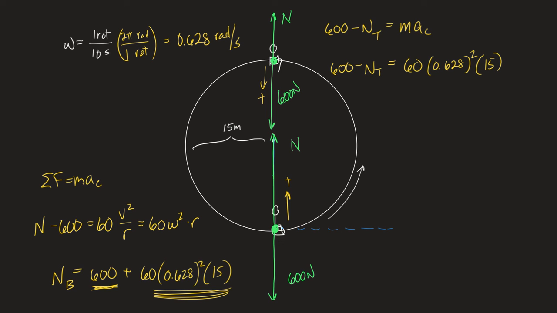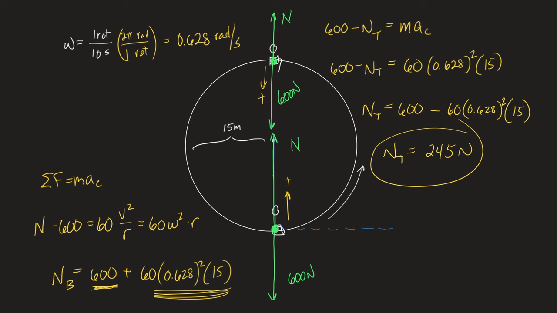Now you're going to solve this for normal force at the top, and hopefully you see this, that I'll have 600 minus 60 times 0.628 squared times 15. You all right there, Bianca? All right. Now I am interested in this answer. Because there's something interesting in this answer. Or potentially interesting in this answer. What do we get for the normal force on the top? I'm sorry, I can't hear you. 245? Okay.